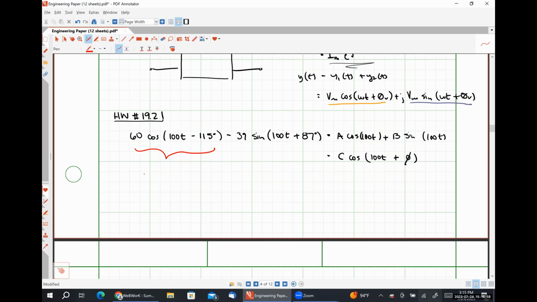So this bit right here as a complex number would be 60 angle negative 115 degrees. This bit right here as a complex number would be 39 angle negative 3 degrees, right? Because to convert our sine into a cosine, we subtract 90 degrees. So if we take the difference of these two complex numbers, we would have 60 angle negative 115 minus 39 angle negative 3 degrees, which gives us 82.910 with an angle of negative 140.858 degrees.